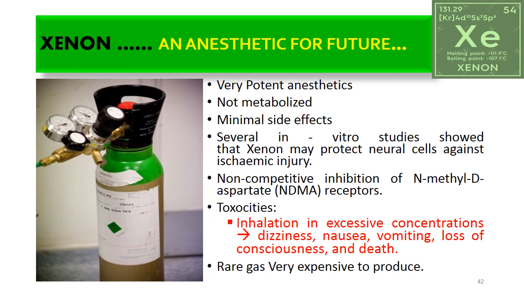Several in vitro studies showed that xenon may protect neural cells against ischemic injury. It acts via non-competitive inhibition of NMDA receptors, and its toxicity includes inhalation in excessive concentration. It causes dizziness, nausea, vomiting, loss of consciousness, and death. It is a rare gas and very expensive to produce.